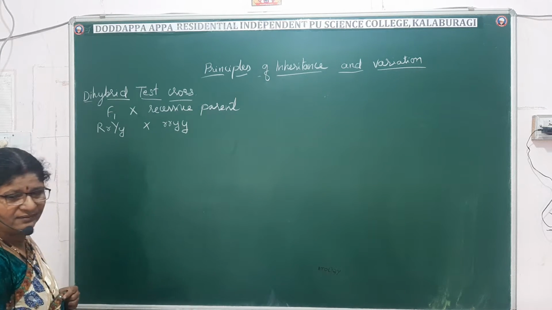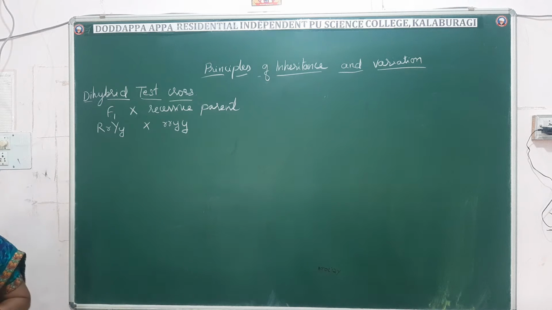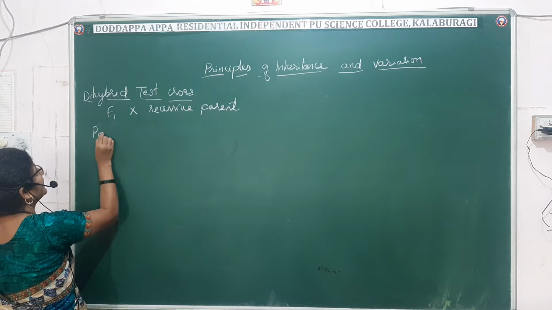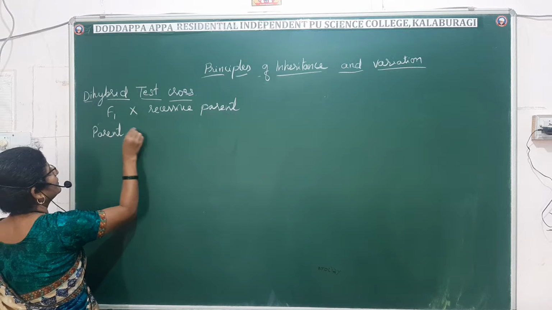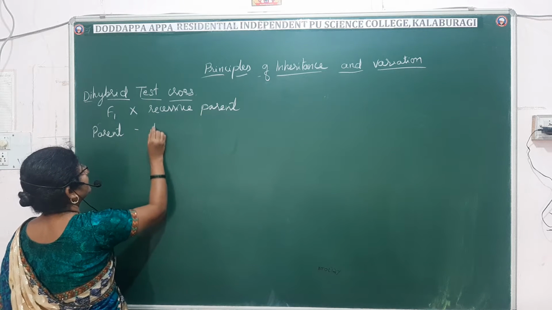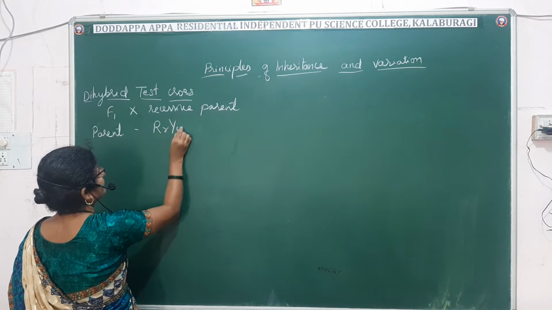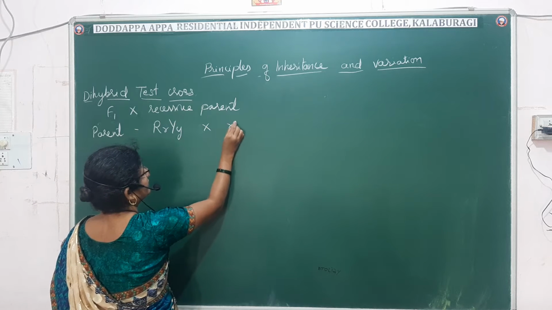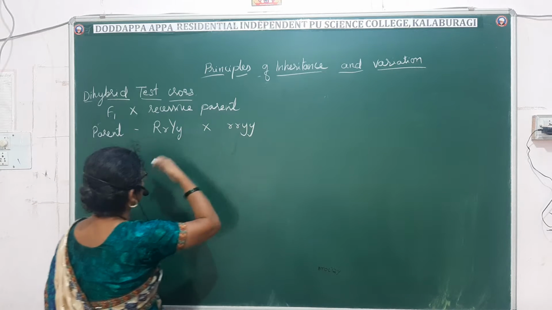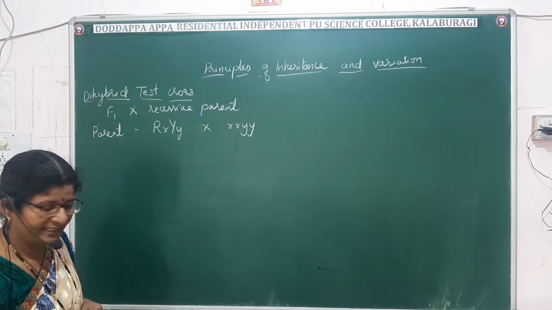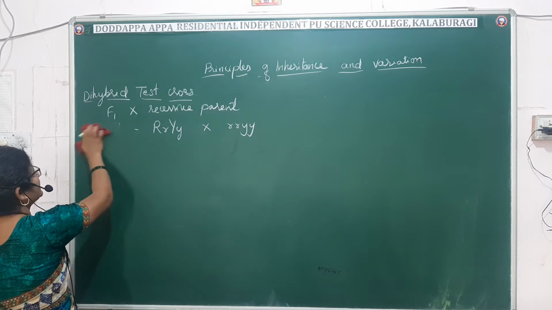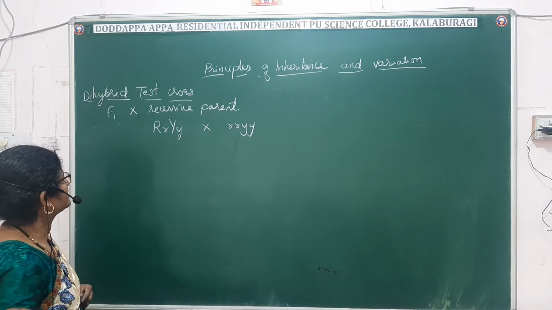So let me write a little on this side. What parent have we taken? The heterozygous F1 is crossed with the recessive parent, so we can consider this as the parent, or simply we can take the individual which is under test. Let me take it like this.